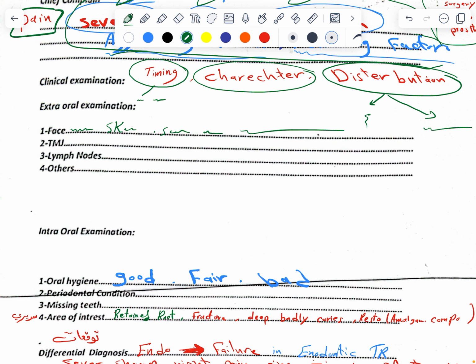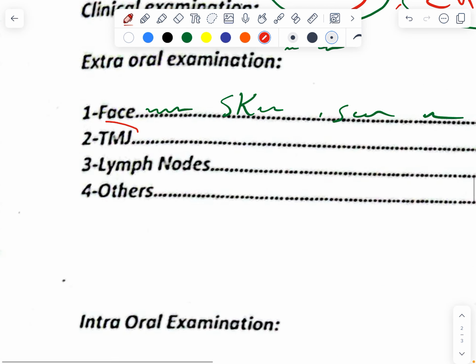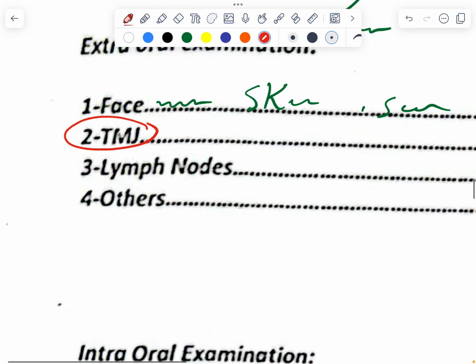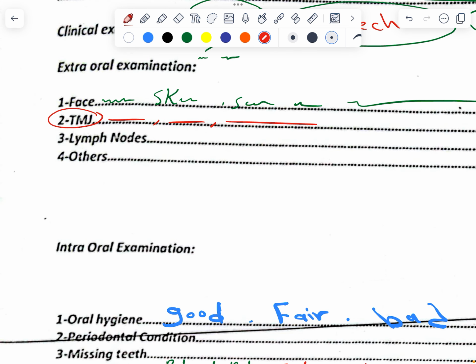While regarding TMJ, you examine the TMJ for clicking, for deviation, for any problem in TMJ. Then lymph node examination, as we explained in oral surgery department case sheet, and the others. If you have any other problem, you can comment there.